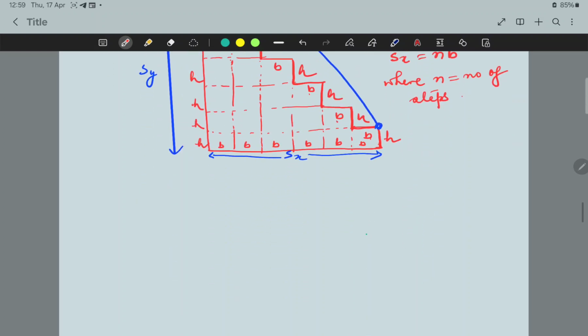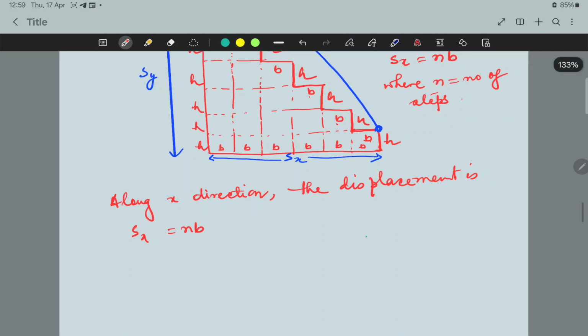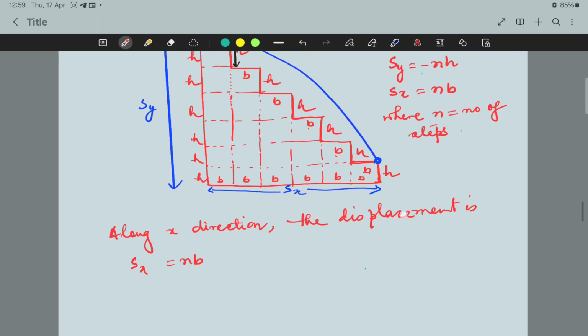So first of all, along the x direction, the displacement is sx, which is given by n into b. b is the width of each step and n is the number of steps. So n multiplied by b will give the total distance in the x direction. Okay.